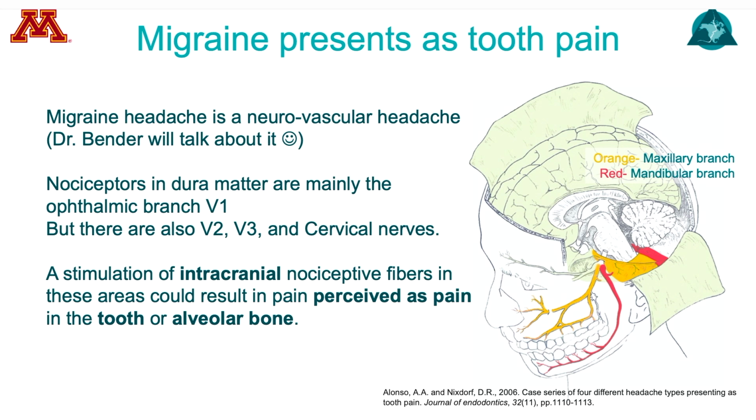Migraine headache is a neurovascular headache. Dr. Bender will talk about it. And I just want to emphasize from what we learned with Maram's slides, our nociceptors in the dura mater are mainly the trigeminal nerve V1 branch. However, there are V2 and V3 distributions, also cervical nerves in that dura mater. So as you see in this figure, the orange color is the maxillary branch, and the red color is the mandibular branch. If any intracranial nociceptive fiber fires in these areas, the brain and prefrontal cortex can perceive it as tooth pain or pain in the alveolar bone.